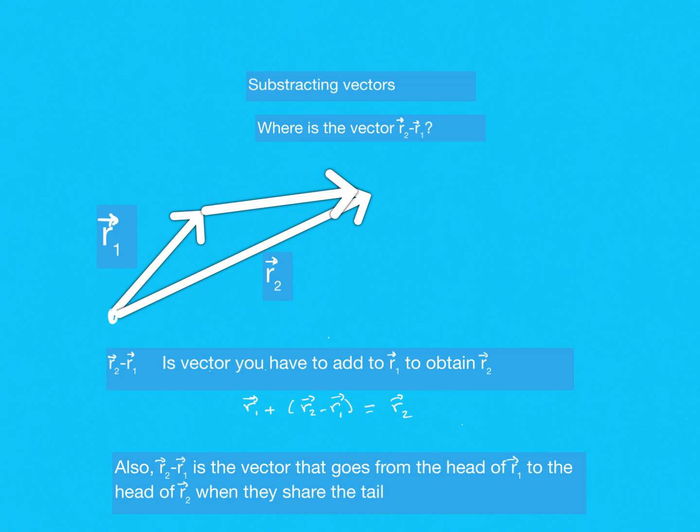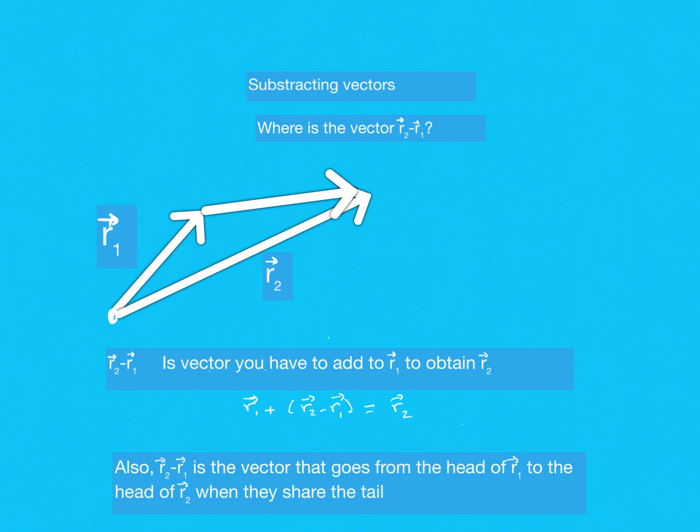Now let's analyze how to subtract vectors. We will see subtraction of vectors when we use Newton's law. In Newton's law we will see a lot of subtraction of vectors.